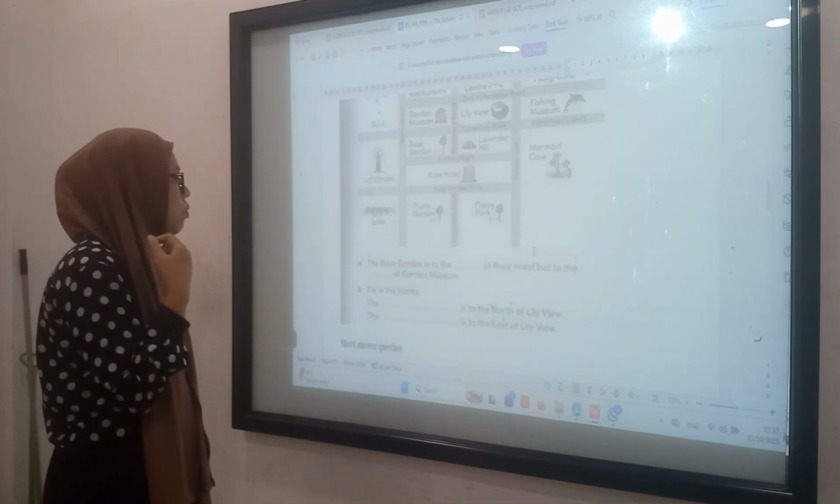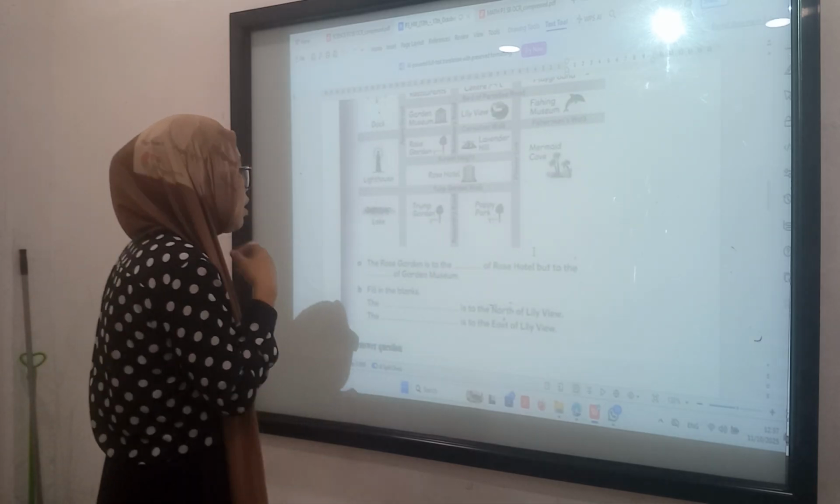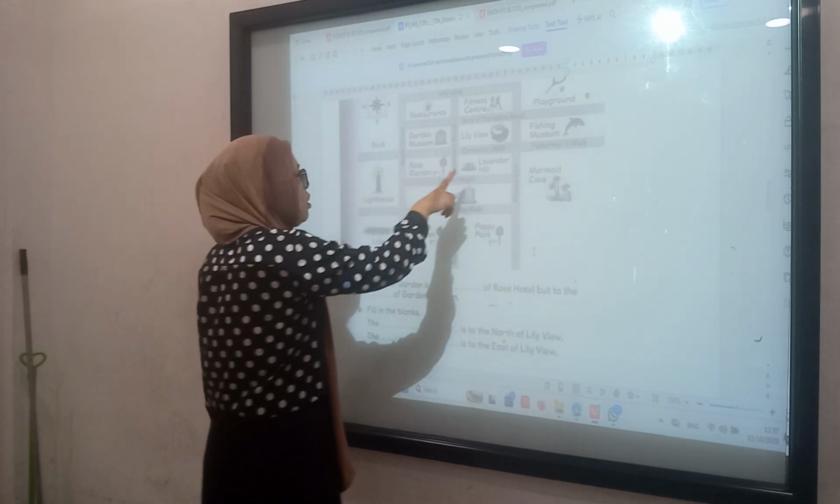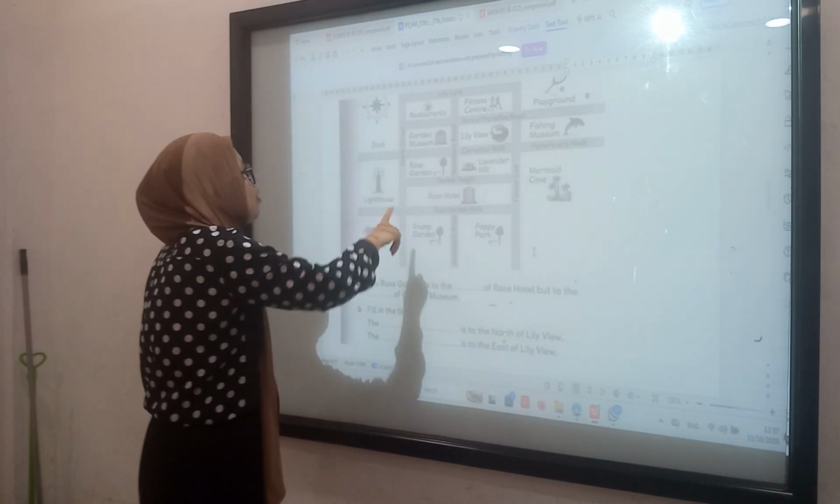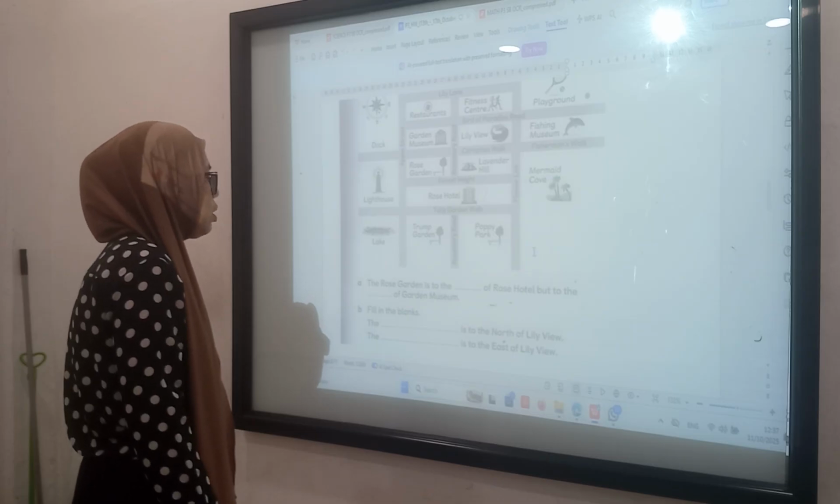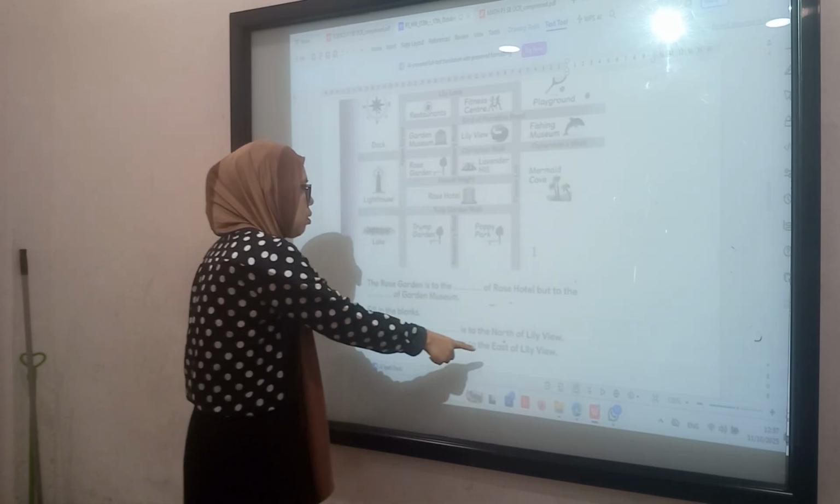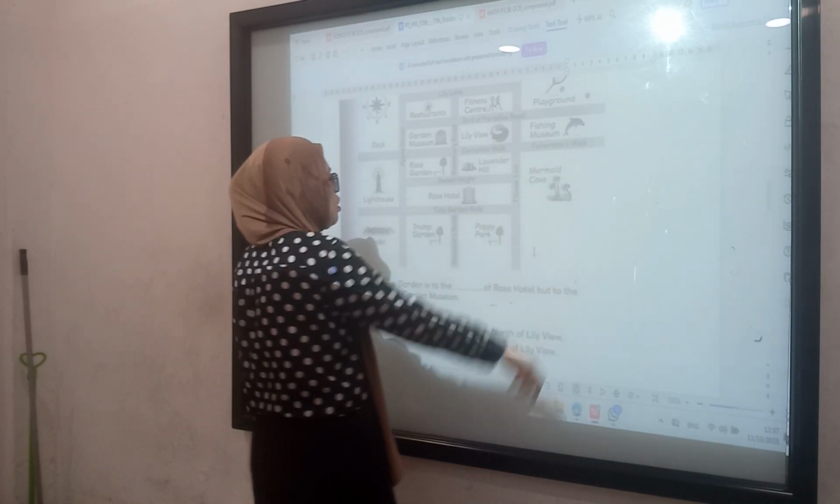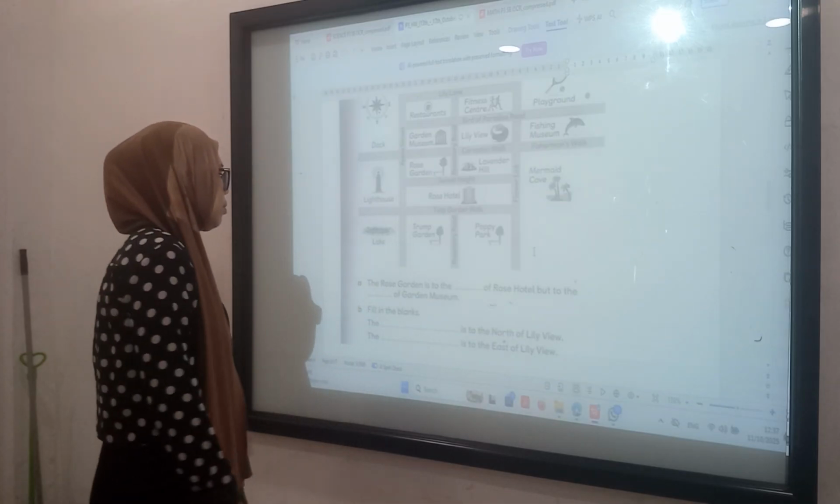Blanks to the north of Lily View. The Lily View is here. North is okay. So it is the fitness center. Then back to the east of Lily View. This is the fishing museum. Yeah. That's what you say.